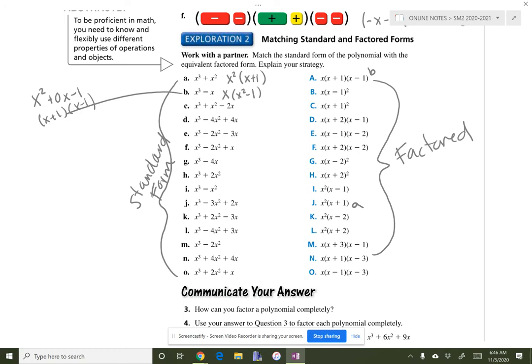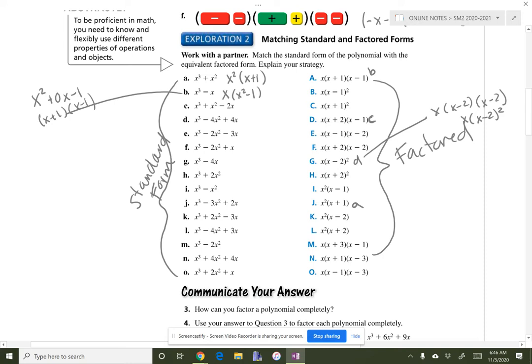Okay, the next one, it's going to be x times x plus 2, x minus 1. So this one's C. D is x times x minus 2 squared. So this one's D. And recognize that that's x minus 2, x minus 2. We just write it as x minus 2 squared because it's twice.